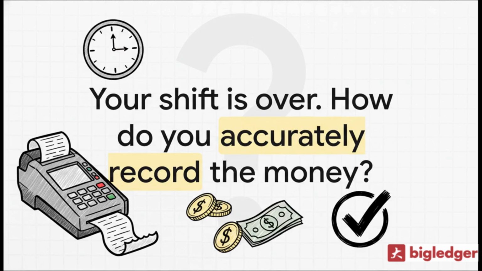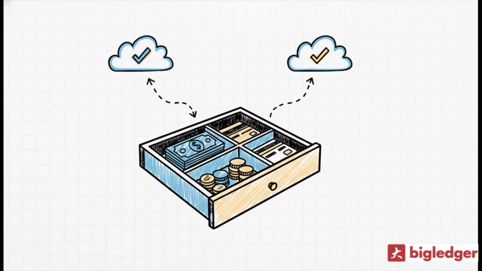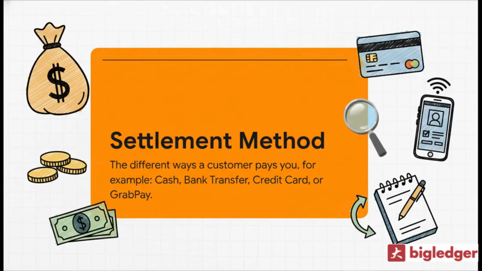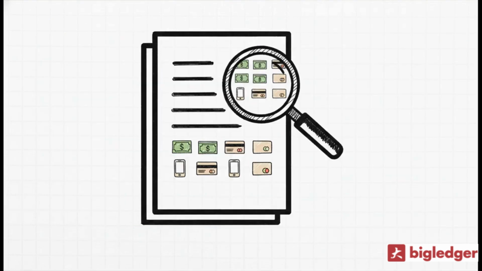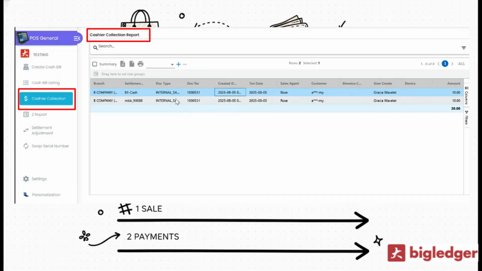Let's dive in. First things first, you've got to understand how the system tracks every single payment you take. We call these settlement methods. Think cash, bank transfer, credit card. You get the picture. Now the system gives you this awesome detailed report called the Cash Collection Report. And check this out. One sale, two payment methods. That's two separate lines in the report, super detailed.